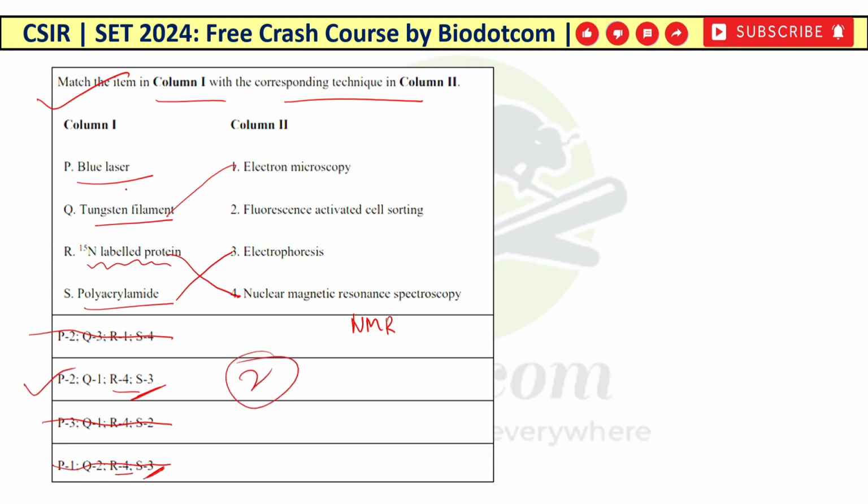And blue laser is used for fluorescence activated cell sorting. So you may see many questions on techniques. You may see many questions on instrumentation, like the blue laser. This blue laser in fluorescence spectroscopy excites the fluorescent molecule present in the sample, and it causes them to emit light at a longer wavelength, which is then analyzed to identify and quantify that molecule. So this is a very important kind of technique. So you can remember it.